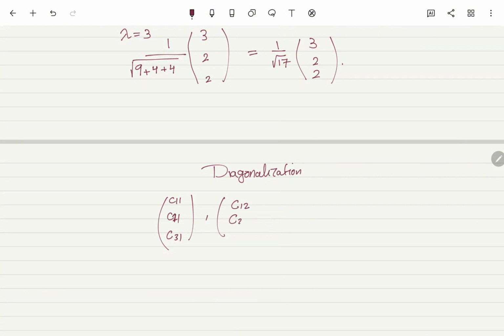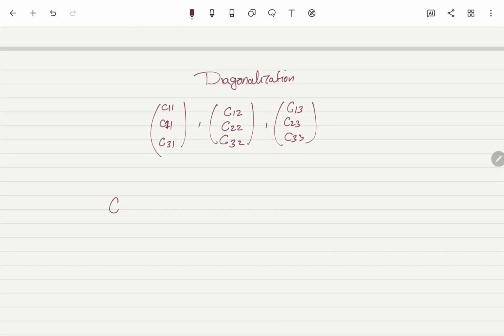C12, C22, C32, and C13, C23, C33. Now let's construct the new matrix C, which consists of the eigenvectors as columns. So this matrix C is defined as C11, C21, C31, C12, C22, C32, C13, C23, C33. And remember, this matrix C consists of the eigenvectors of lambda 1, lambda 2, and lambda 3.